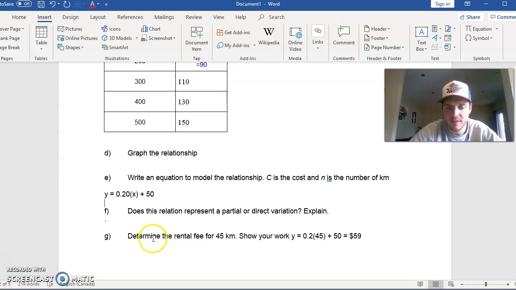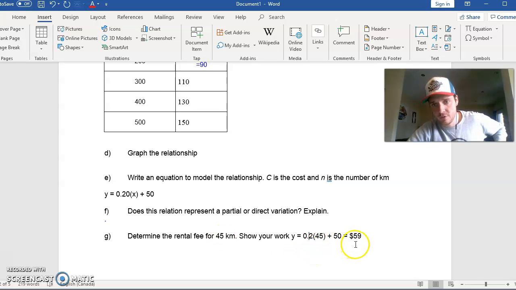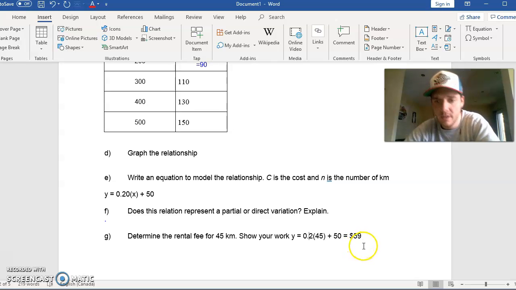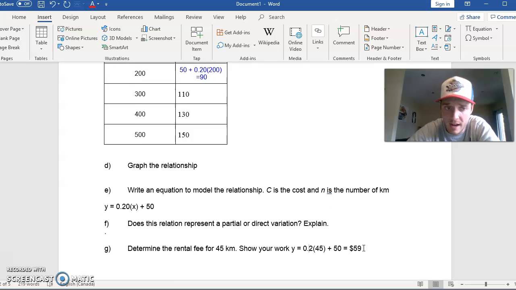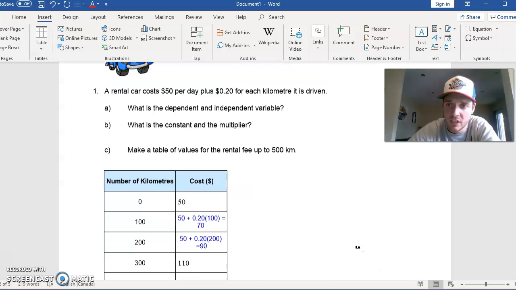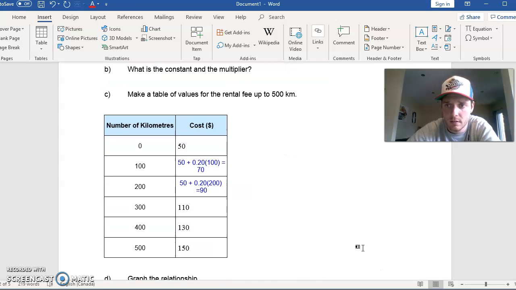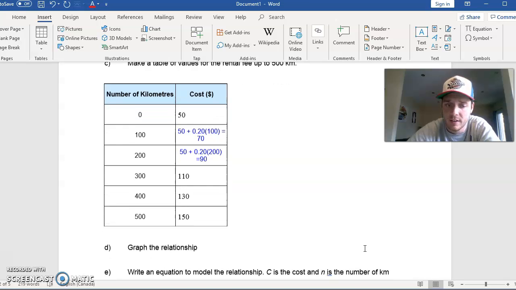Determine the rental fee for 45 kilometers. Show your work. Alright, so we just got to take the equation and put in 45 for our input. Y equals 0.2 times 45, because you drove 45 kilometers, plus 50, $59. So if you rent a car and drive 45 kilometers, you owe them $59 at the end of it. Simple enough. Any questions about that, let me know, because you're going to have to do that for me this week for your culminating task, alright?